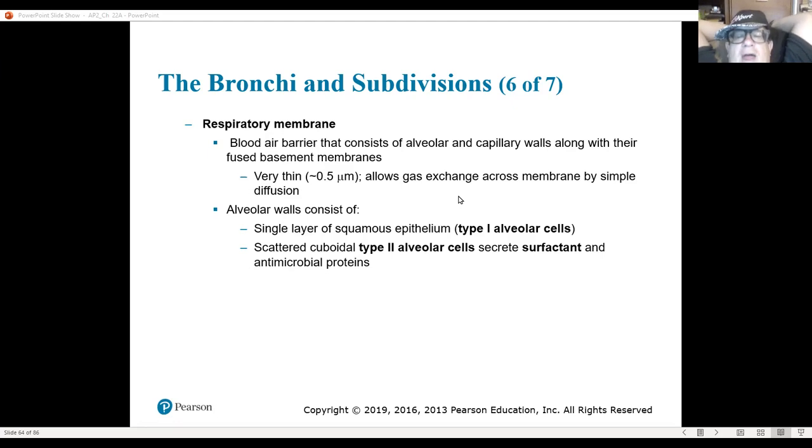We also have the type 2 cells, which release the surfactant and antimicrobial proteins. I told you the surfactant keeps the walls of the alveoli from sticking together. All right, moving on.